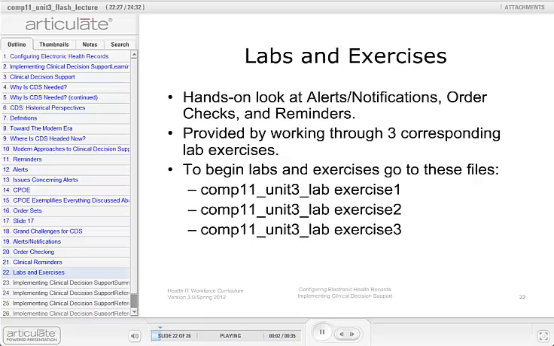Now it is time to do the hands-on work with these CDS tools by working through the corresponding lab exercises. There is a lab exercise for alerts, order checks, and clinical reminders, respectively. These lab exercises are standalone activities and can be completed in any order or worked through in the order indicated. It may be useful to work through these activities more than once in order to develop the skills necessary to navigate and work with these functions of the EHR.